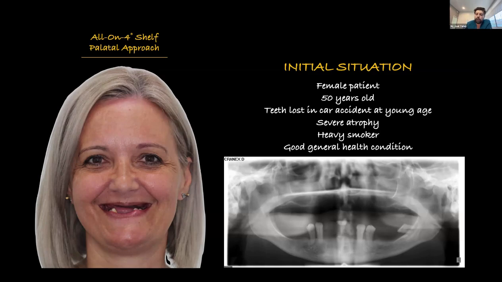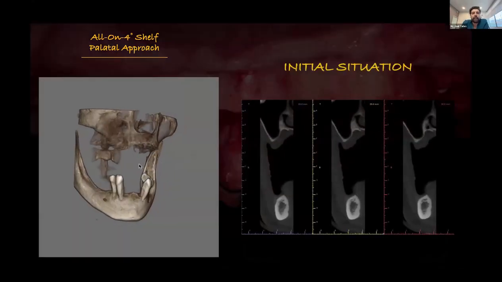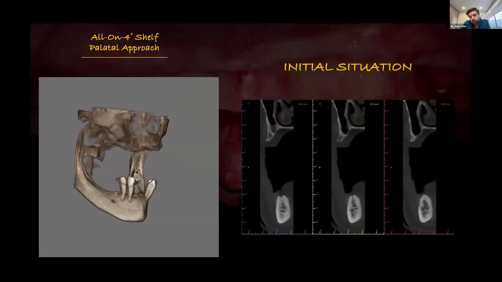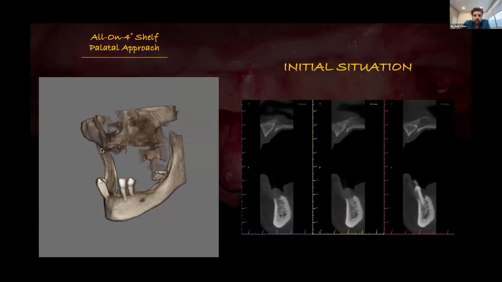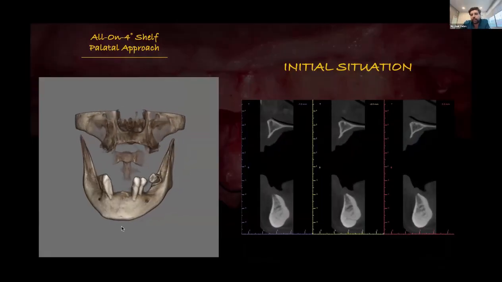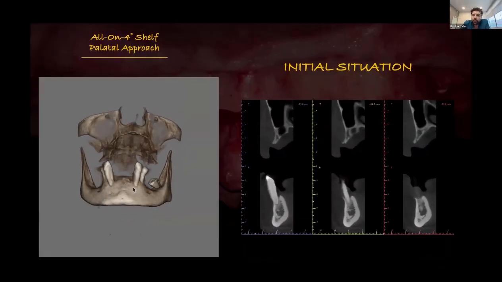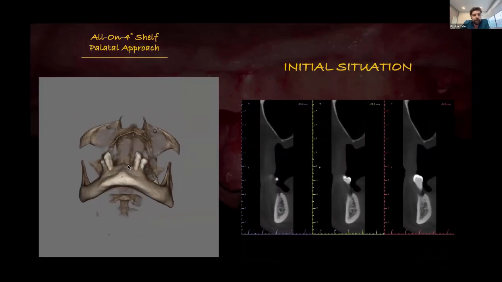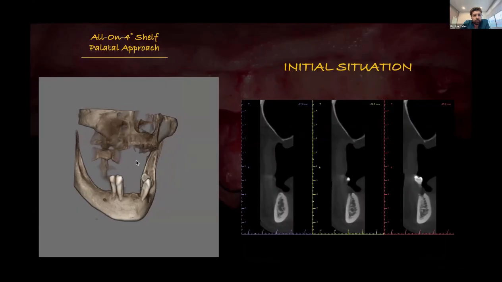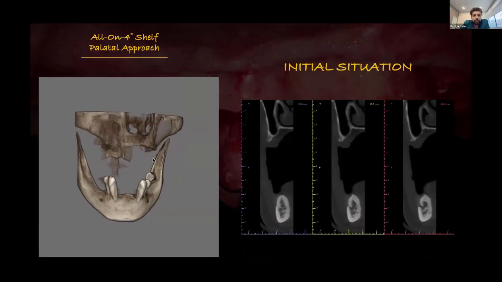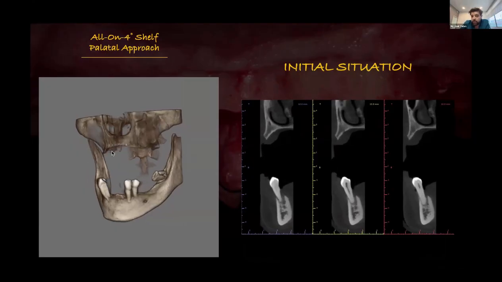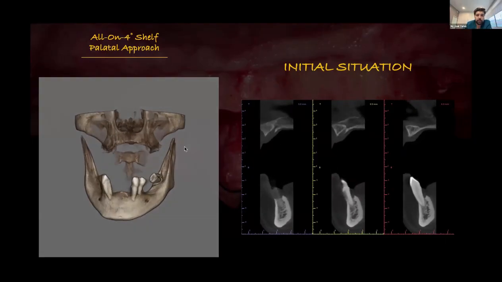Somebody referred her to me, and I had her for a week. During that time, in the assessment of the initial situation, you can see on the right side on the CT exams that there's a very shallow premaxilla area, and as soon as you go a little bit into the posterior parts, there's no bone whatsoever. Nevertheless, my proposal was to give her fixed teeth on the same day.